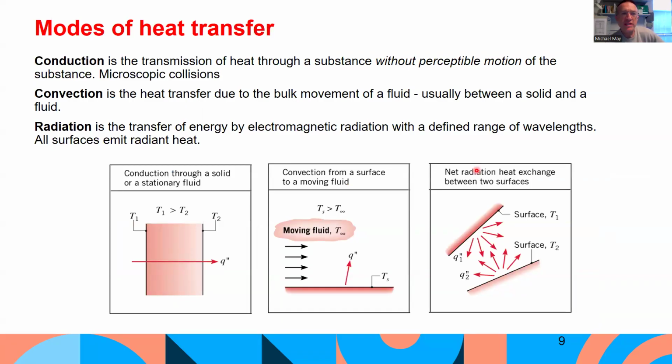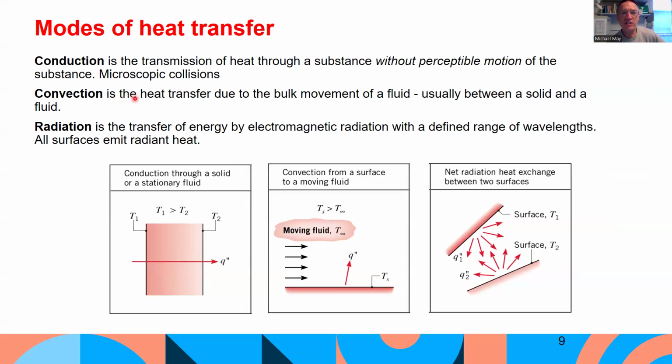So more strict definitions for conduction, convection, and radiation are outlined here. Conduction is the transmission of heat through a substance without perceptible motion of the substance, and it involves microscopic collisions. So basically, we have a higher temperature on this side of the wall, a lower temperature on this side of the wall. As the molecules and atoms heat up on the warm side, their kinetic energy increases, and they start to collide and bounce off the colder atoms and molecules to the side of them. They increase in kinetic energy, and they in turn interact with the molecules to the side of them, and that's how conduction occurs through a solid surface.